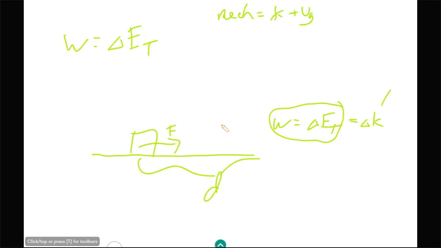Sometimes it's right to say that, but also if you're doing this completely vertically, just lifting this up, and I go from not moving here to not moving at that new height, this would be delta potential because we're not changing the kinetic at all.